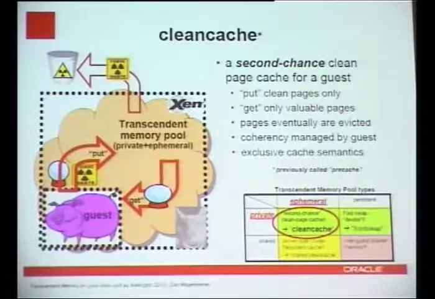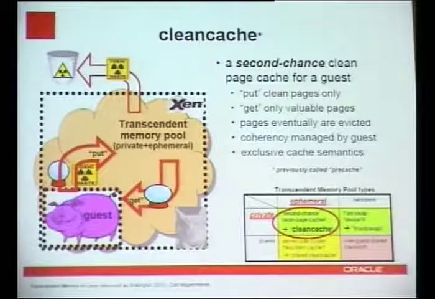So first, looking at the lower right corner, you see that 2x2 matrix again. And you can see I circled something. This is a private ephemeral cache. And cleancache is essentially a second chance cache. Or if you're a system architect, you might call it a page granularity victim cache. Because basically, when a guest runs out of memory, it has to throw something overboard. And that's called eviction. And as we saw earlier, some of these pages that it's throwing overboard might actually be something useful, and some of them might be wasted.